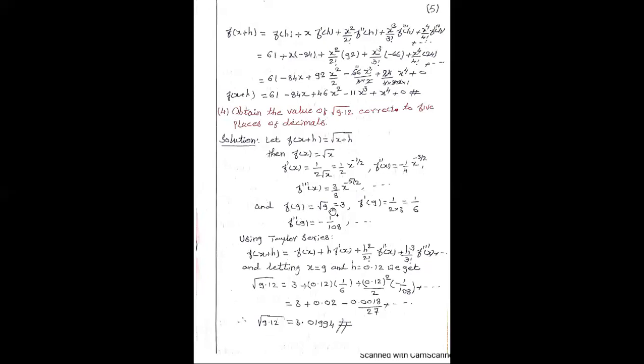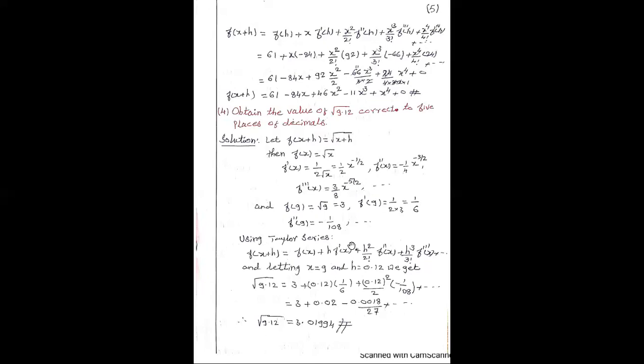F of 9 is equal to root of 9 is equal to 3. F dash of 9 is equal to 1 upon 2 into 3 is equal to 1 upon 6. F double dash of 9 is equal to, again when you go on calculating this value, the second derivative is equal to minus 1 upon 108. The next one we have not taken.